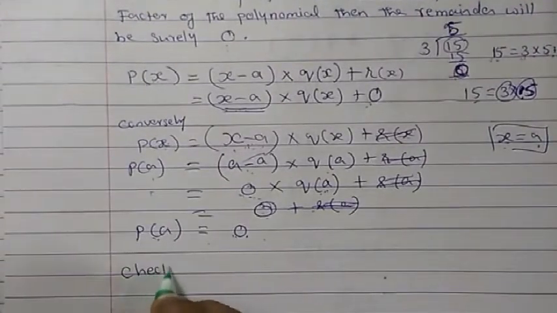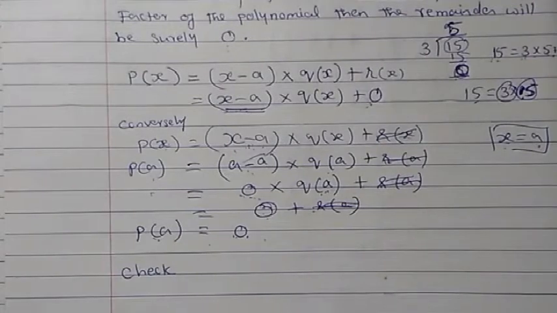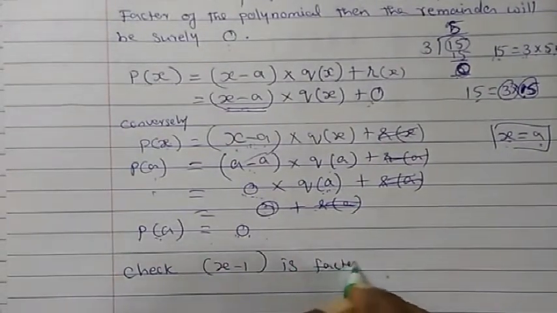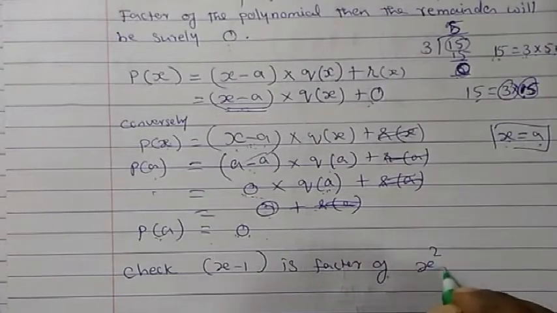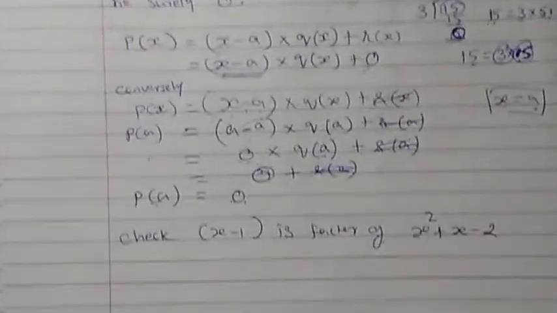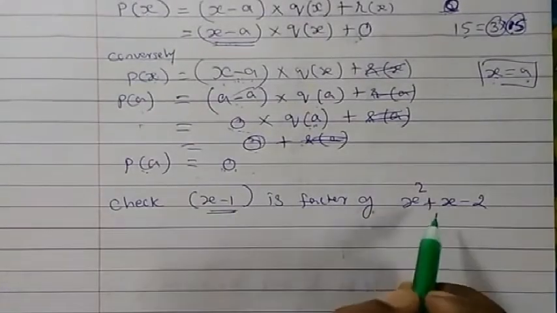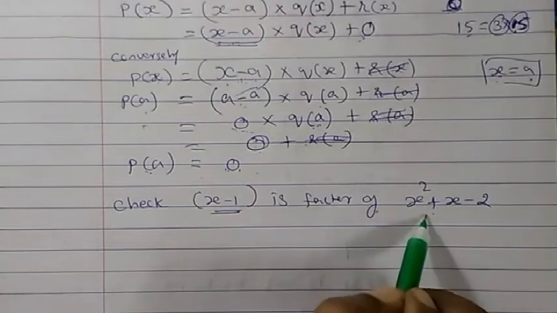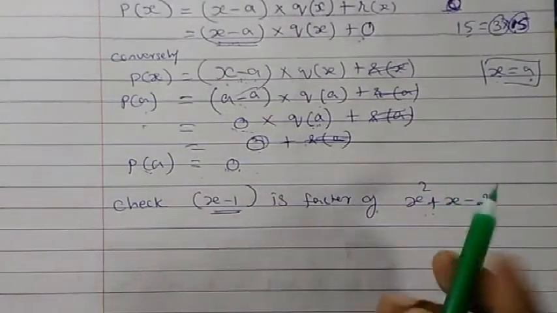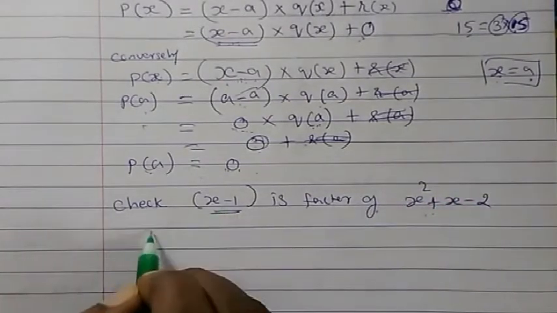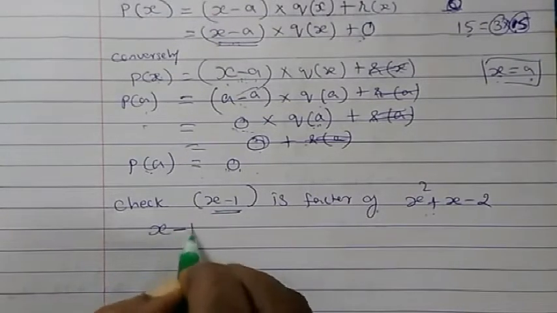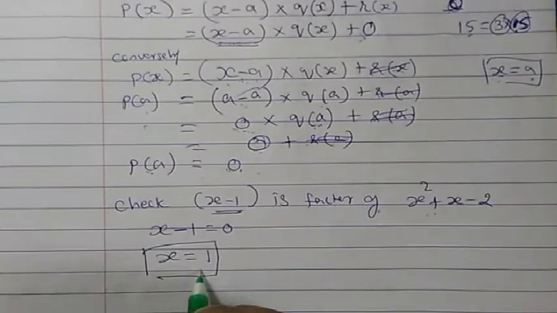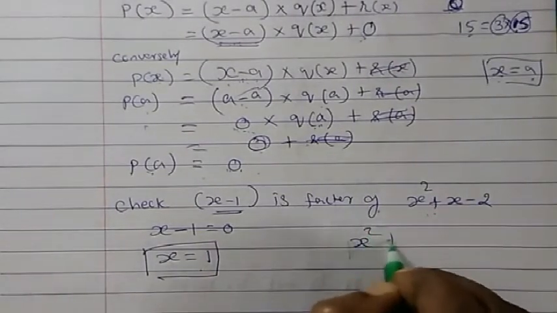Now with an example, I'll make it very clear to you. Check whether X minus 1 is a factor of X square plus X minus 2. So now we have to check whether this is a factor of this polynomial or not. What did we say? If this is a factor of this polynomial, it means the remainder has to be 0. So let's do this using the remainder theorem. X minus 1 equals 0, so that means X equals 1.